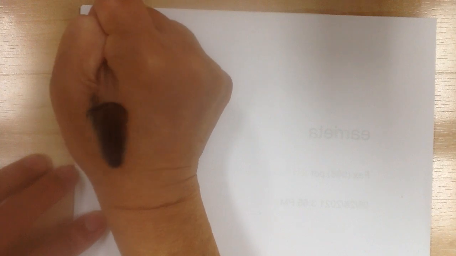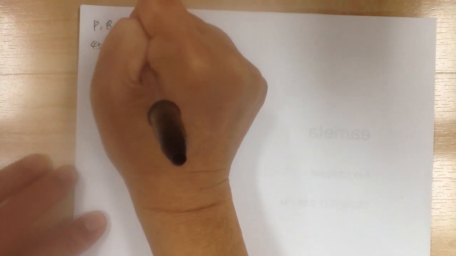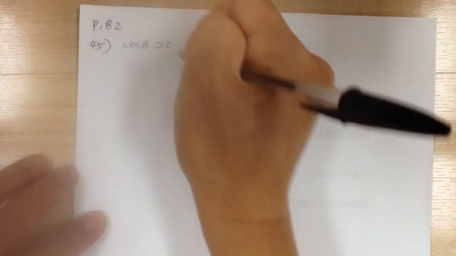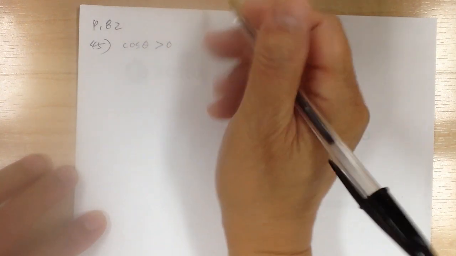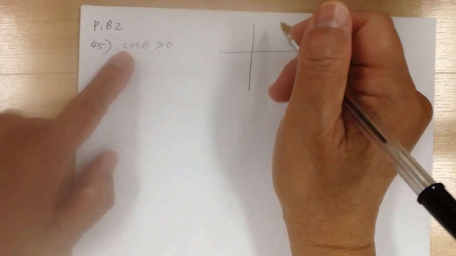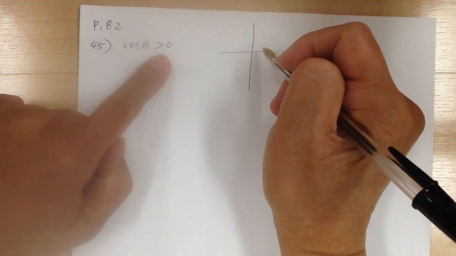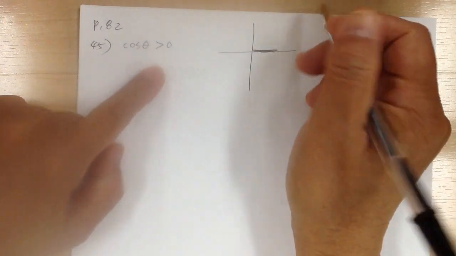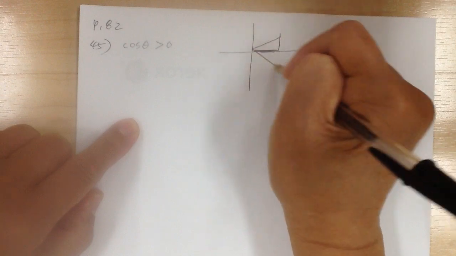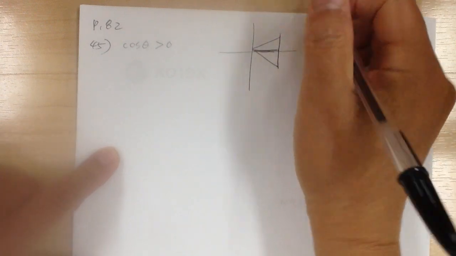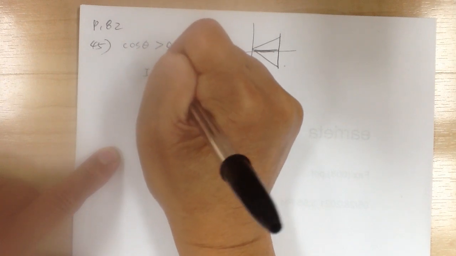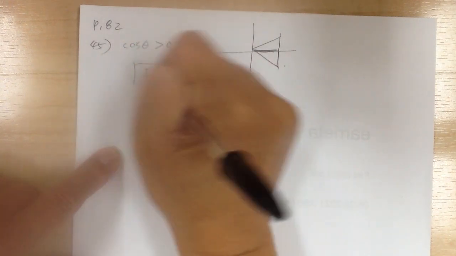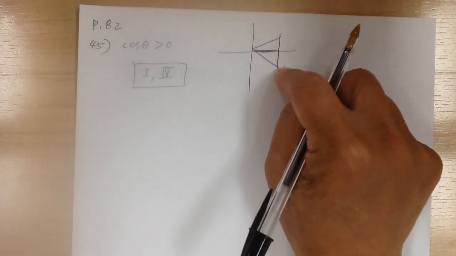Okay, number 45. Your cosine theta is greater than 0, and you want to find what quadrant this should be. Okay. So cosine has to do with horizontal and it's greater than 0, so it has to be over here. So you're going to get one triangle here, one triangle here. And so this is quadrant 1 and quadrant 4. So the answer will be 1 and 4.